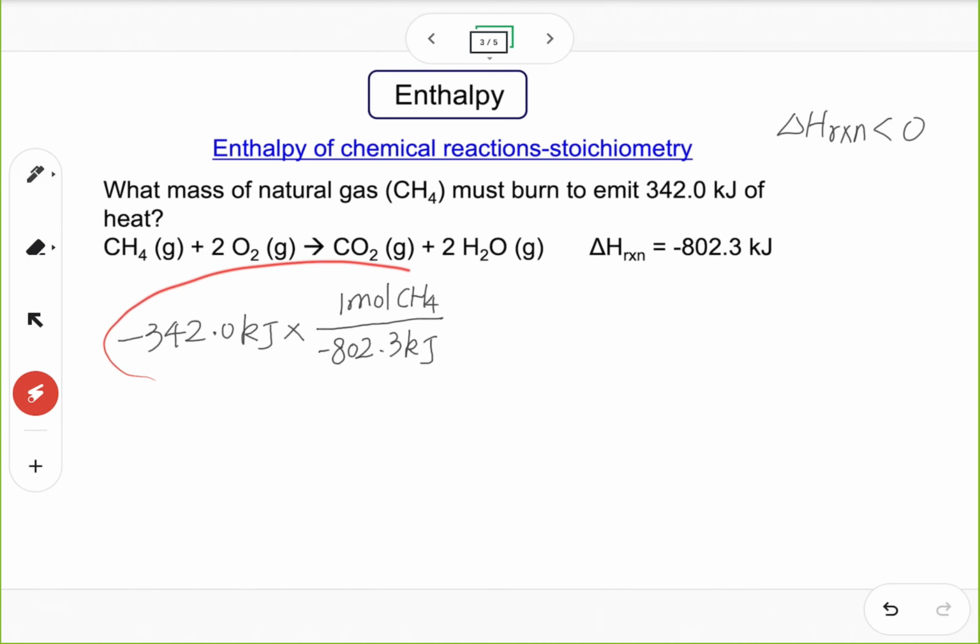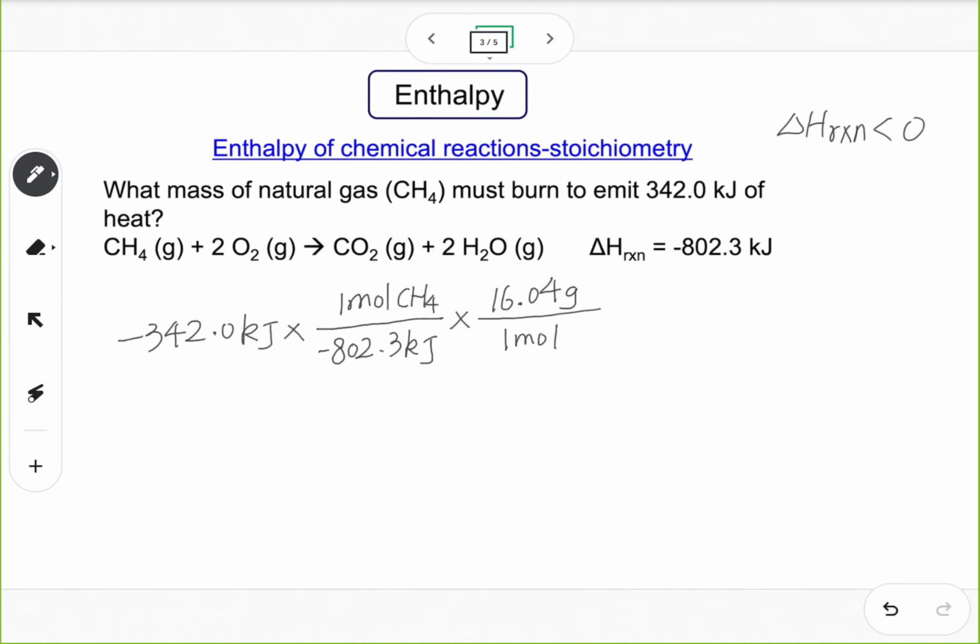Now, after you finish this part, you get the corresponding mole number of methane gas to release this much of the energy. Remember, the question is asking you about the mass, so you have to do one more step to convert the mole number of the methane gas to its mass, all right? And then times, for methane gas, formula CH4, formula weight is 16.04 gram per mole. Okay, so it's going to be 16.04 on top. All right, this is how we set up the equation.